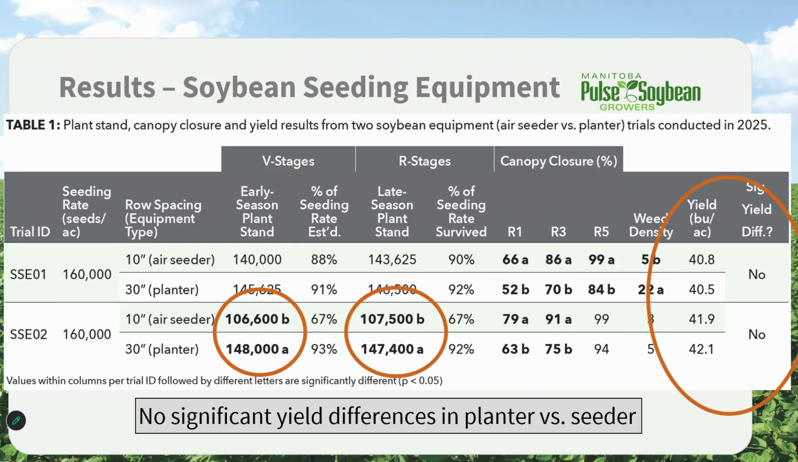In the end, at that site, the lower plant stand did not negatively affect yield as the crop was compensating nicely. And these are, of course, preliminary results with only 1 year's data. And so we won't make any recommendations at this time of planters versus air seeders.